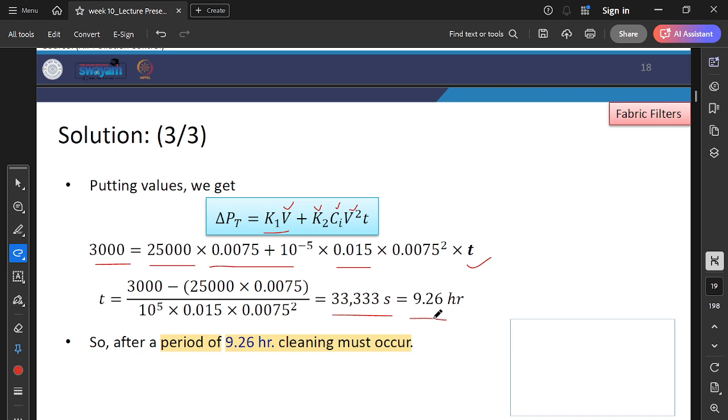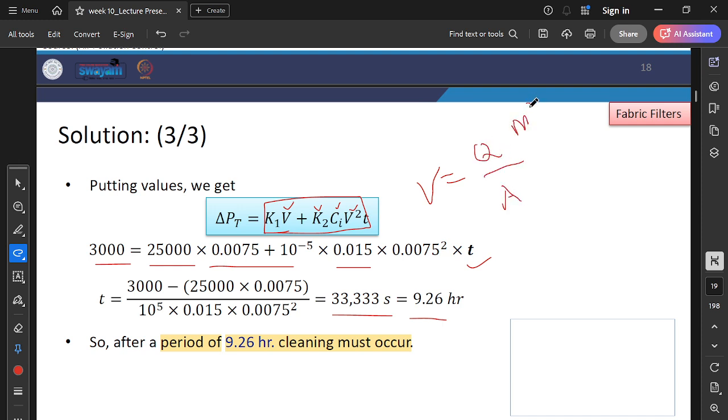You got it? Yeah. So for filter bags, you have to go with the pressure drop. If it reaches the pressure drop of 3 kilopascal, then you have to clean. So total pressure drop will be based on residual pressure drop and dust cake pressure drop. That can be converted to this formula type. First one will be K1V, second one will be K2 Ci V square t. So K1 and K2 are constants, that's given. Velocity can be found from flow rate by area, because V equals Q by A or Q equals AV, any formula you can take.